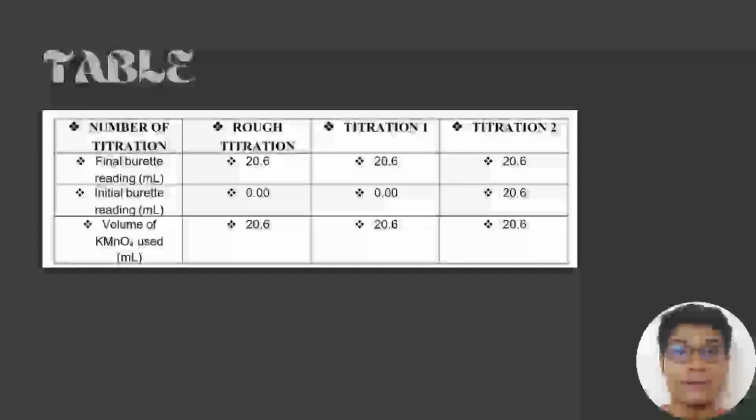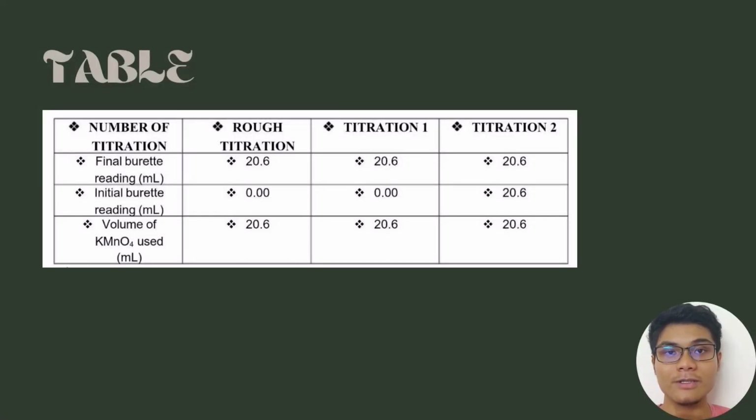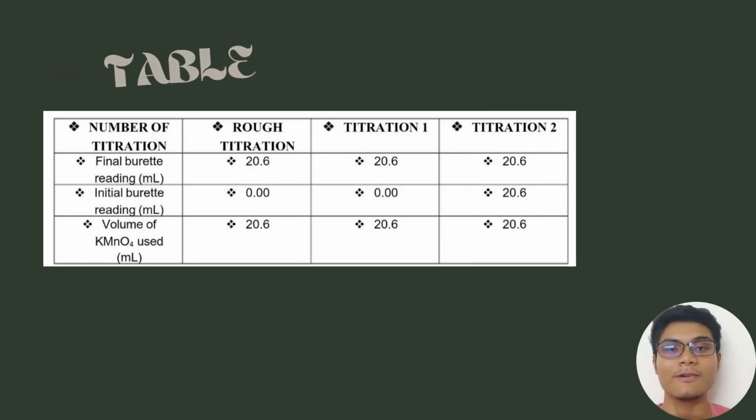So here are the results of the experiment. The titration was run 3 different times, the first being a rough titration. This was done so that we can get an estimated value of how much titrant to use. We got a value of 20.6 ml of KMnO4 used for the rough titration. With this in mind, we can more easily estimate how much titrant we needed for the first and second titrations, and as we can see from the results, we got 20.6 for both. So we get an average of 20.6 ml of KMnO4 used during the whole experiment.